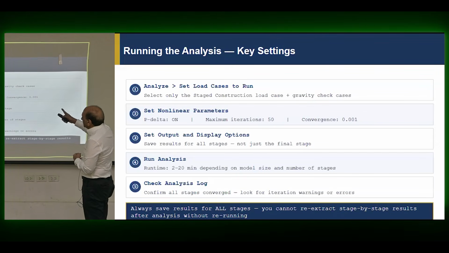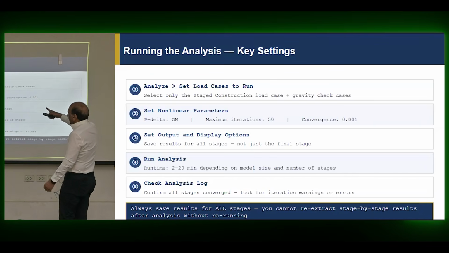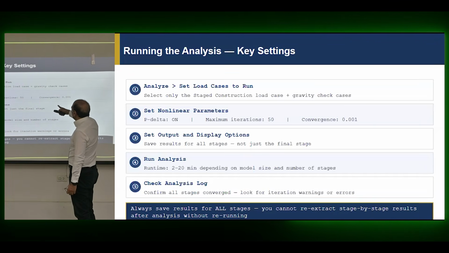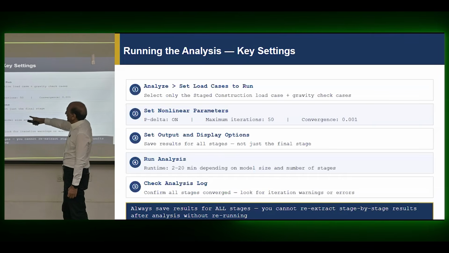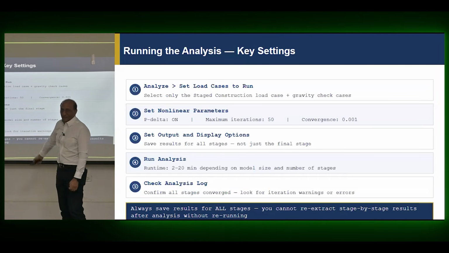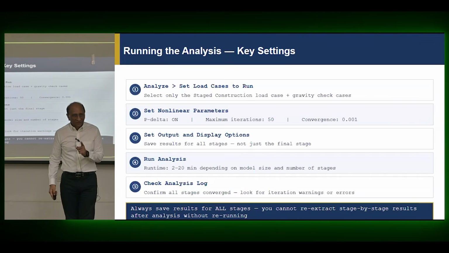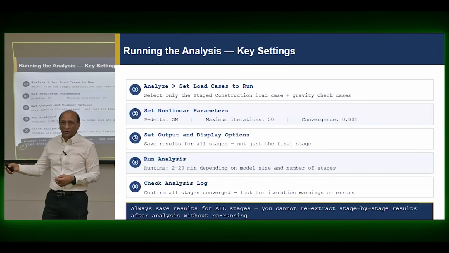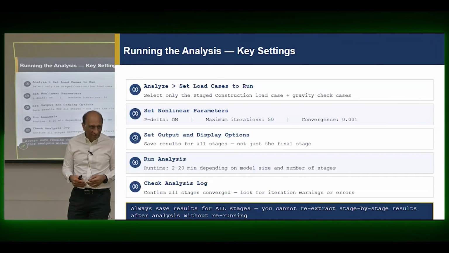So running the key settings: analyze, set the load case to run, set nonlinear parameters, P-delta is on, maximum iteration maybe 50, convergence like this one, default number. Set output and display options: save results for all stages, not just the final stage. This is very important. Otherwise, no point. You must save every stage's results separately so you can go back and look at them, right?